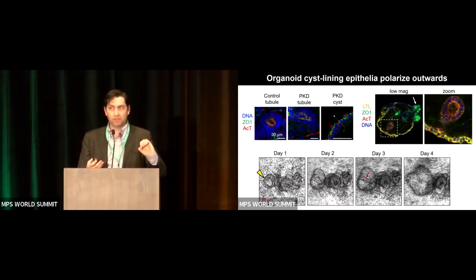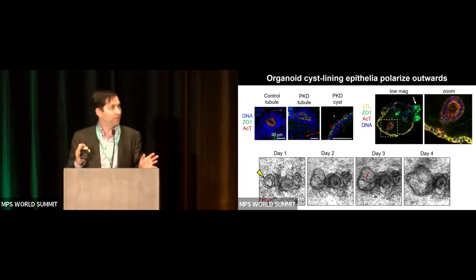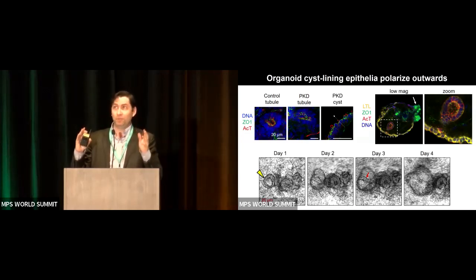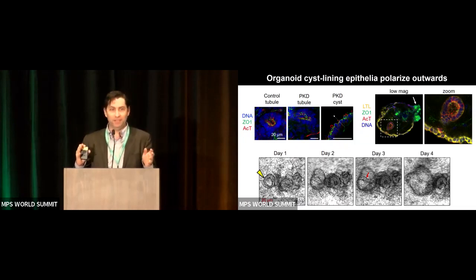But the cysts, without exception, all face the other way, where the apical surface of these cysts, as you see in the upper left here, is facing outwards towards the media. So this is an inverted cyst. It is the opposite of the orientation of a cyst in vivo. And yet, it's capable of reproducing the phenotype that you see in vivo down to a T.